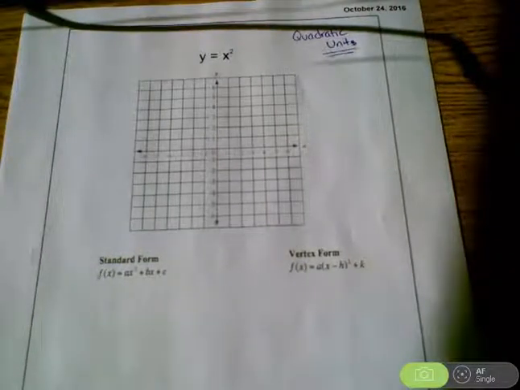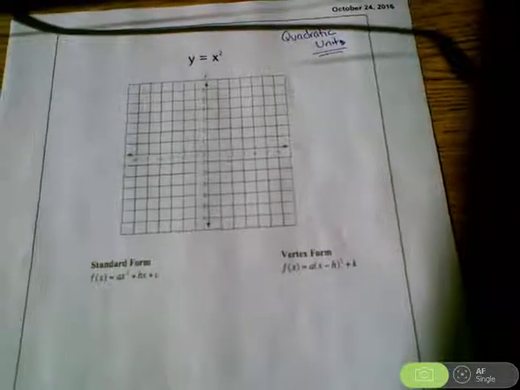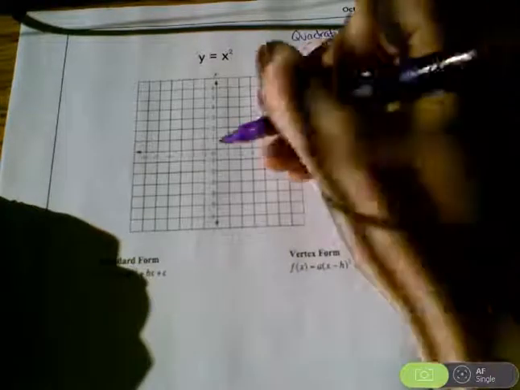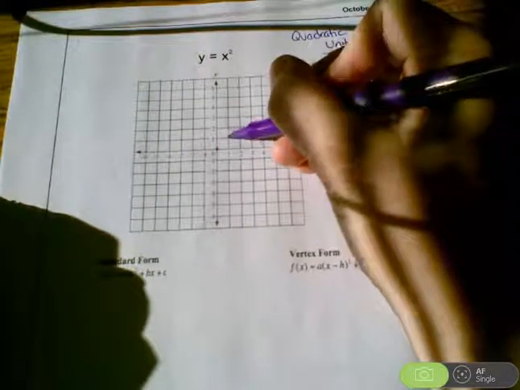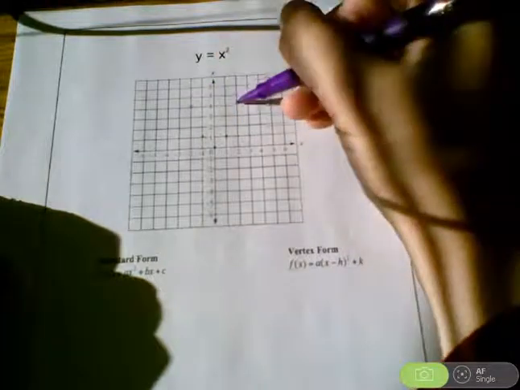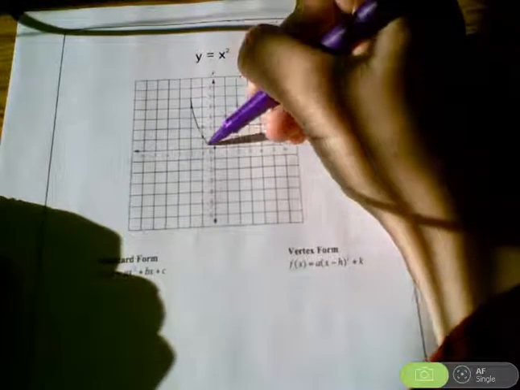Today, we started our quadratic unit, Unit 2, and we started talking about standard form versus vertex form. Where we had left off in class was we had started talking about the parent function and what it looks like versus a typical function that you'd see in vertex form.